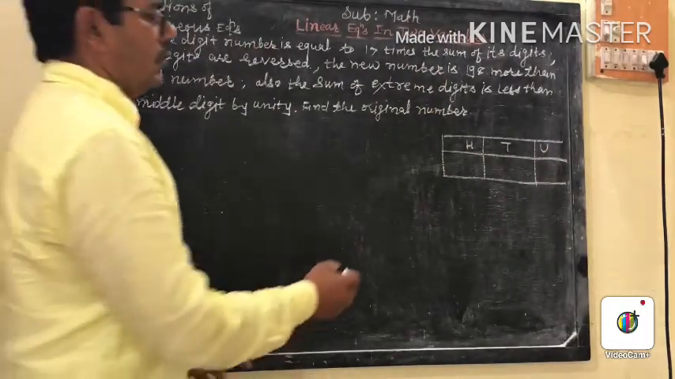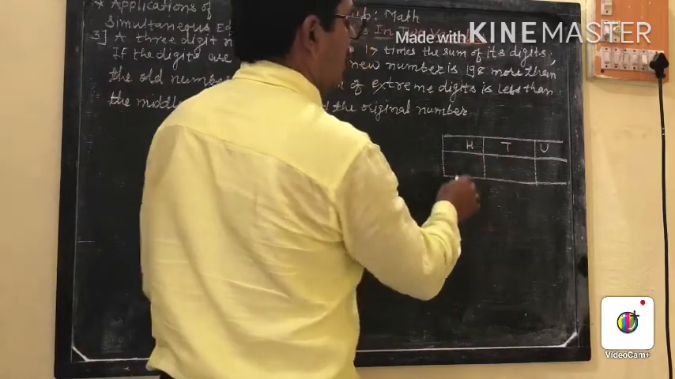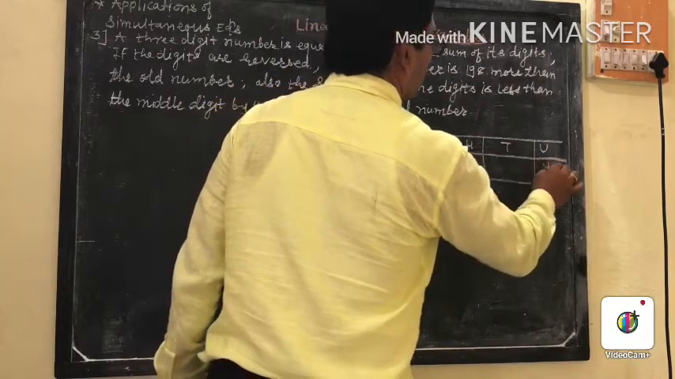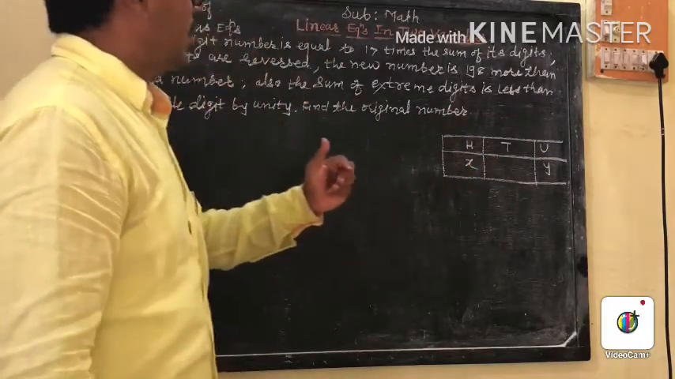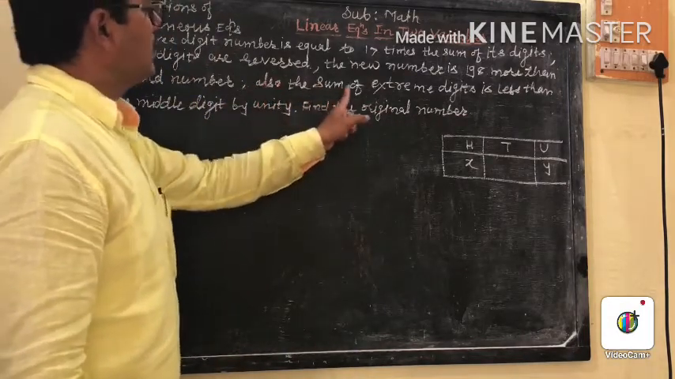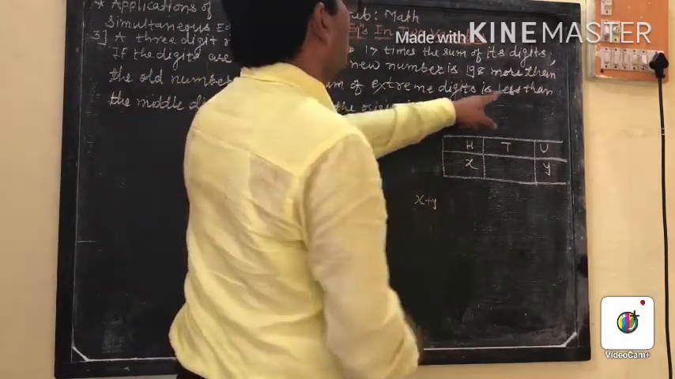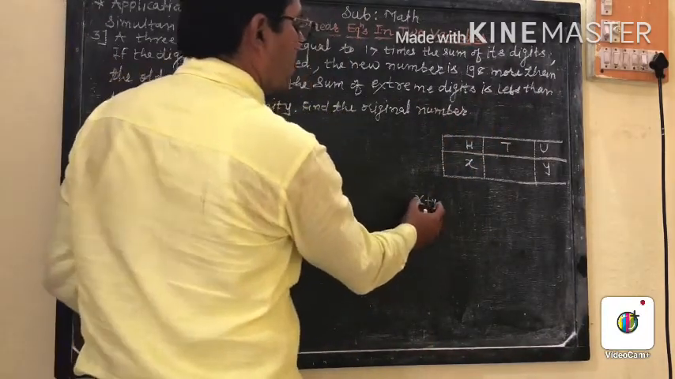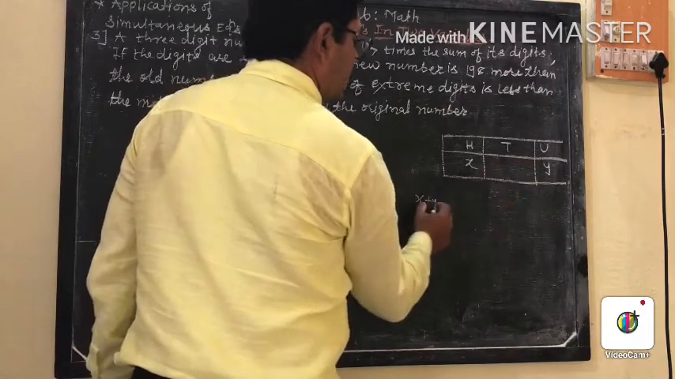Now for that, the condition is the sum of the extreme digits. We have to consider the extreme digits. This may be x and this may be y. From that we have to find the middle digit, the tens place. What is the condition given for the middle digit? The sum of the extreme digits, x plus y, is less than the middle digit by unity. Means this middle digit is 1 more than this sum.